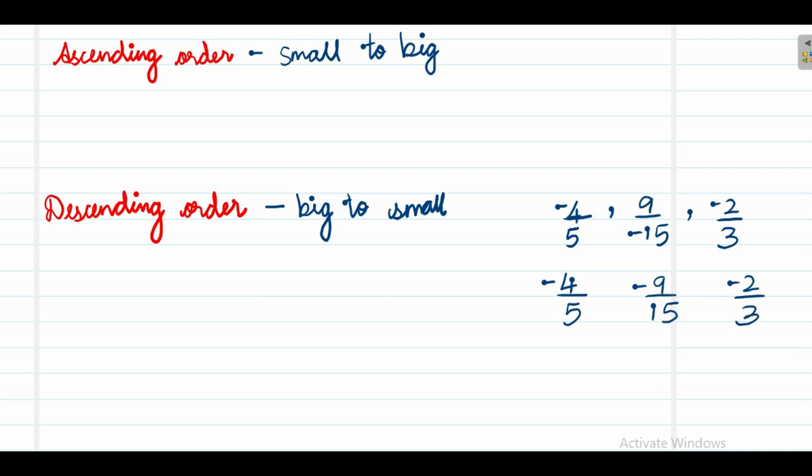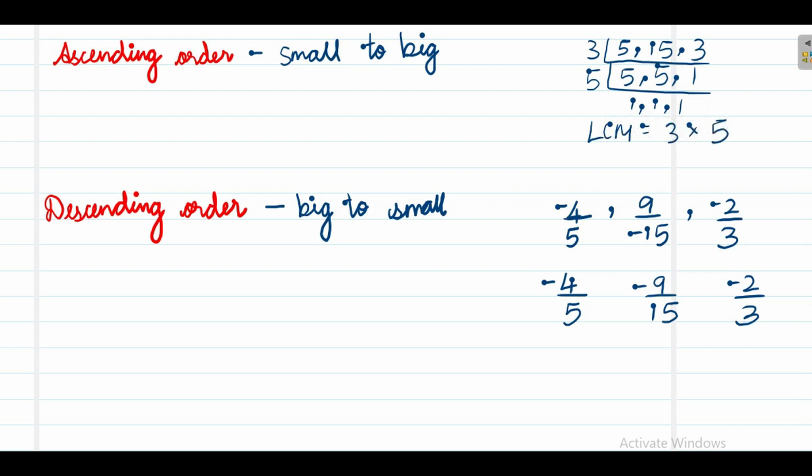Now our denominators are all different, right? When our denominators are different, what are we supposed to do? We are supposed to find the LCM. So 5, 15 and 3. 3 fives are 15, 3 ones are 3. Then again I move on to 5 table, 5 ones are 5, 1s are 1s. So our LCM is nothing but 3 into 5. 3 fives are 15. What is our LCM? 15.